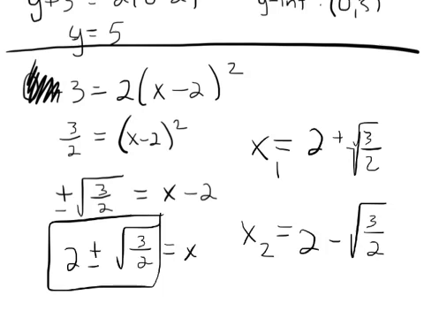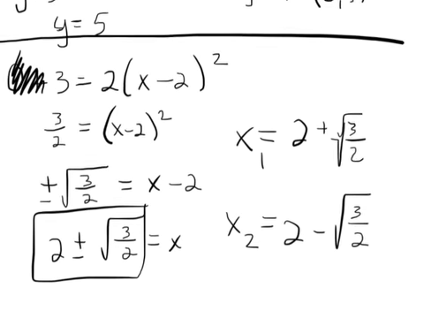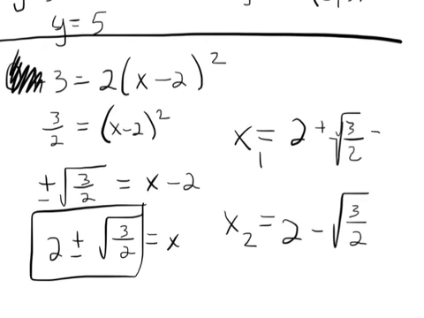What do you got for your roots here? You should be using your calculator to check this. Anybody got these? Erickson? Okay, to the nearest 10th, 3.2. And x2? To the nearest 10th? Good. Okay, so 3.2 and 0.8.